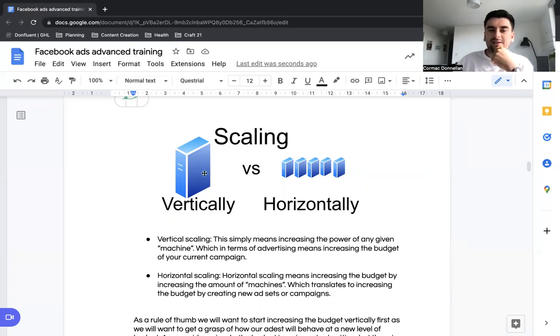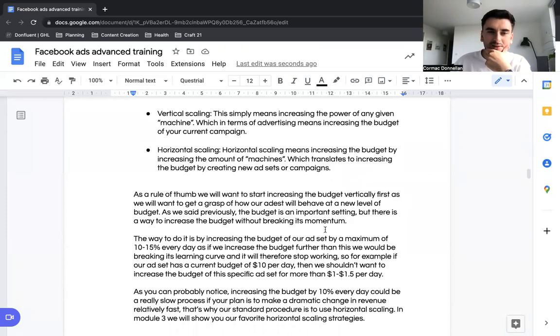So this might be an ad set that you're running at $100 a day and you switch it to $400 or $500. This might be one that you're running at $100 a day, but now you've got 5 of them running at $100 a day. So they spend the same, but it's just different ways of increasing the spend.